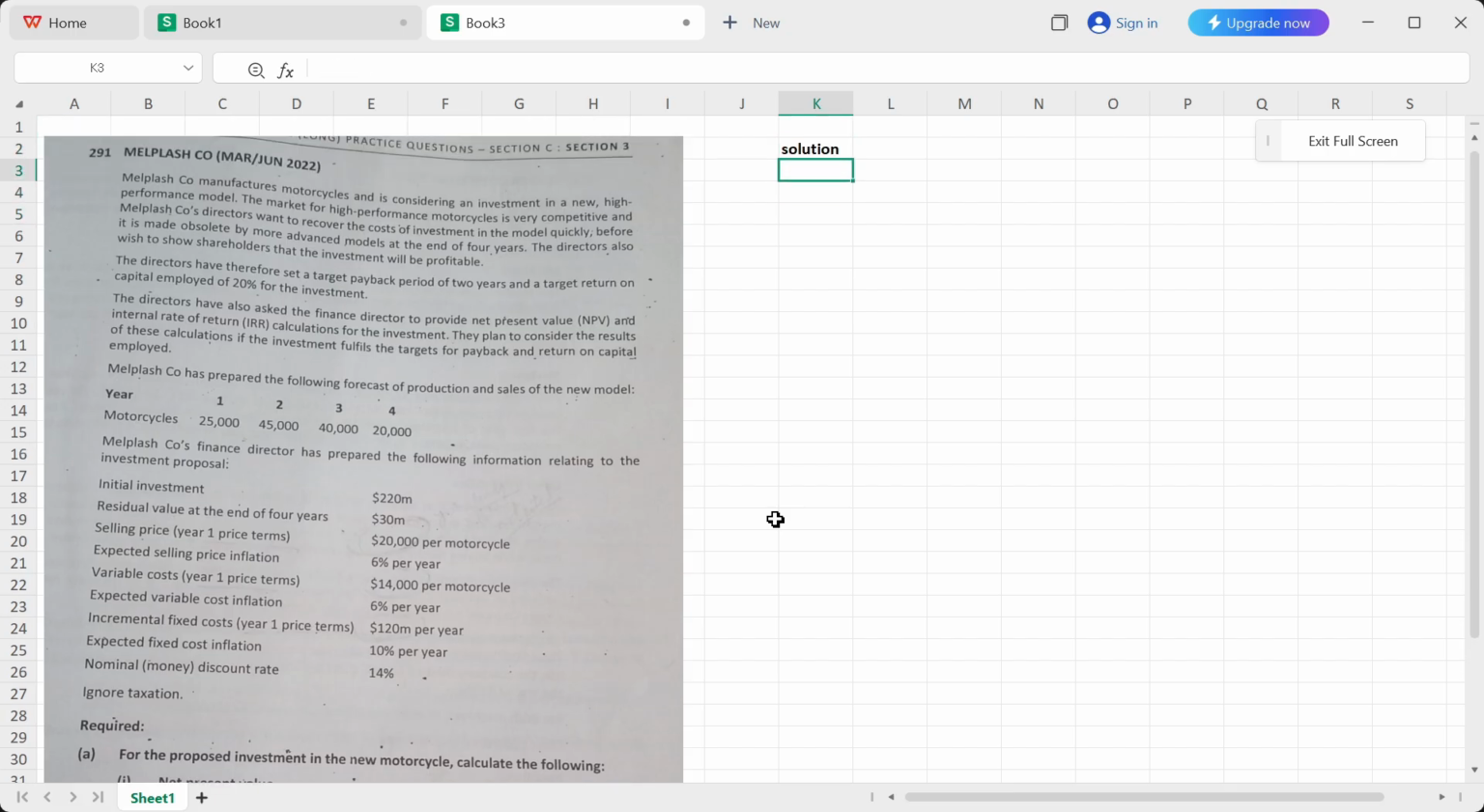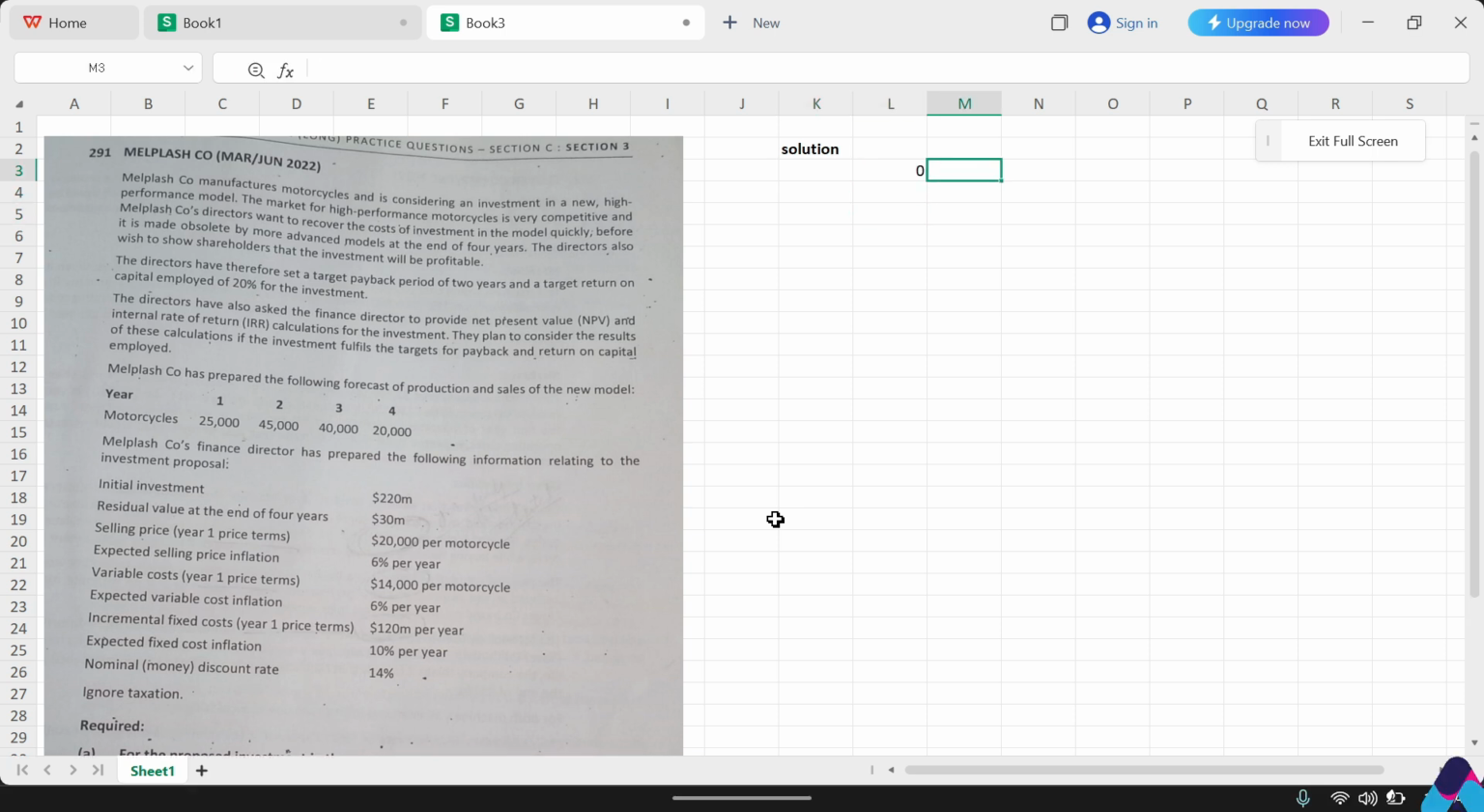And now let's start with the questions. So we have our year zero, year one, year two, year three, and year four. As you know, I will start with my investment, and investment is always written on year zero. So how much is the investment? It's 220 million.